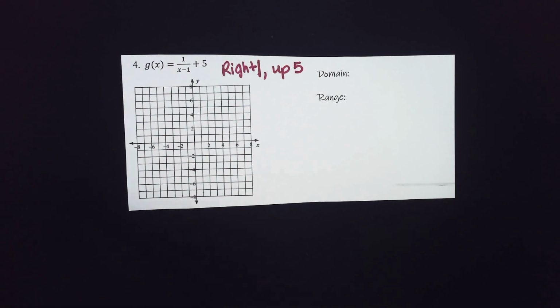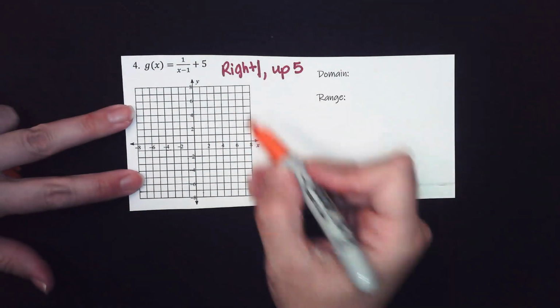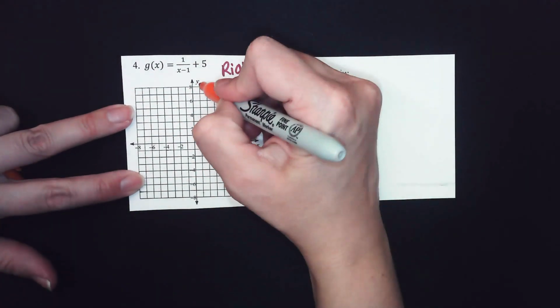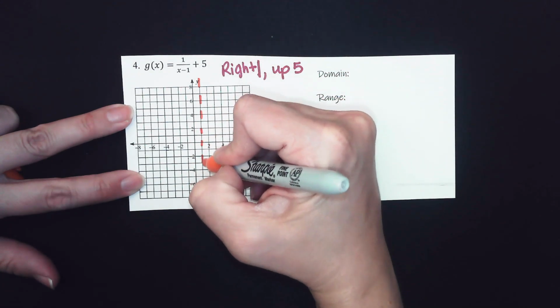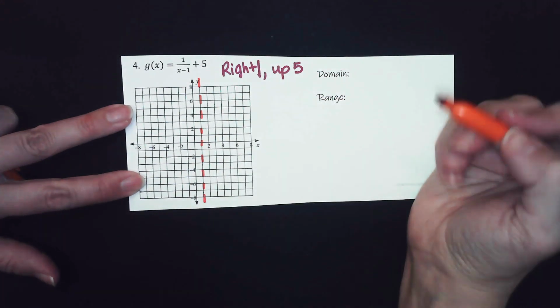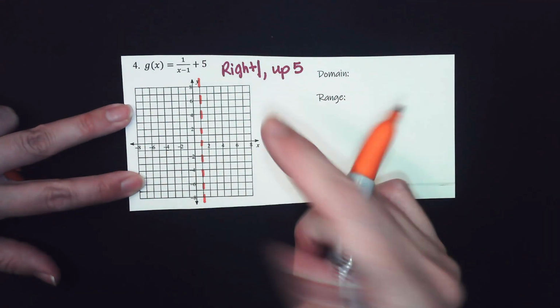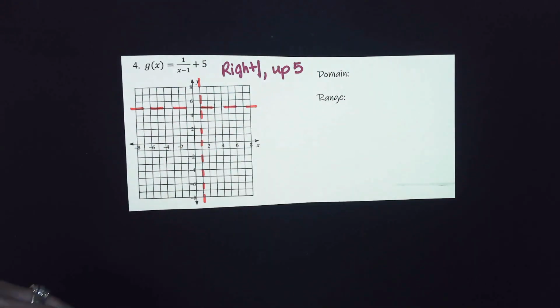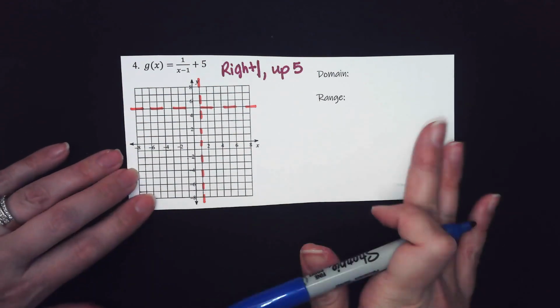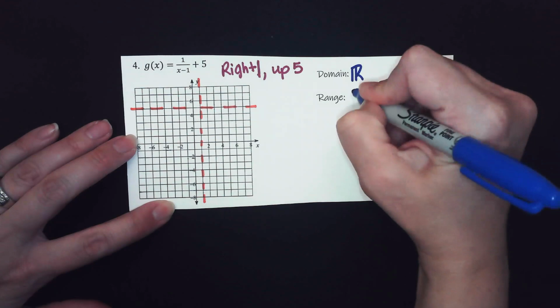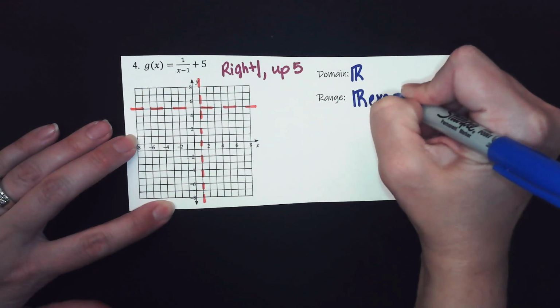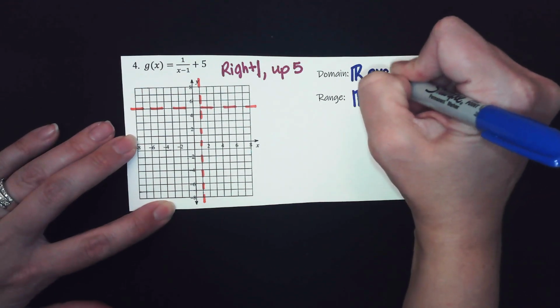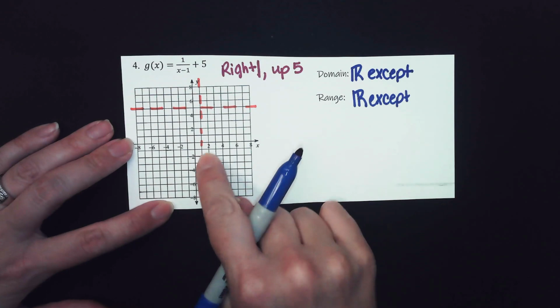Okay, so my asymptotes here, I moved the y-axis right 1, not the y-axis, but the asymptote that's at the y-axis. And then the asymptote at the x-axis is going to move up 5. Okay, I'm not going to cross those lines. And so once I have those, that's why I go ahead and do domain and range. It's pretty easy. It's all real numbers, so I can actually put that on each of them. Except, they both have exceptions here because we have 2 asymptotes.